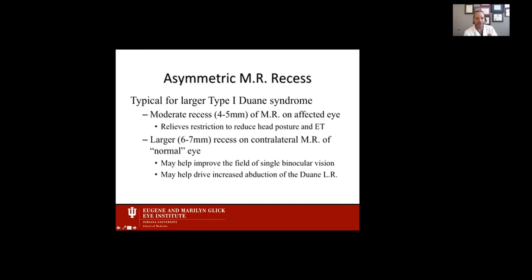This is asymmetric medial rectus recession. Again, for the larger type 1s, you do this moderate recession, and then this larger recession on what we call the normal eye, right? The non-Duane's eye. By recessing the normal medial rectus, it's going to be harder for the normal eye to go in the direction where the diplopia is. Therefore, they're going to have a larger field of diplopia-free vision, and you might also be able to drive that paretic lateral rectus because the medial rectus on the contralateral eye is firing off so much. So you can perhaps drive a little more abduction on the Duane eye.